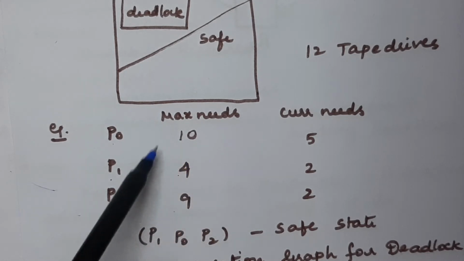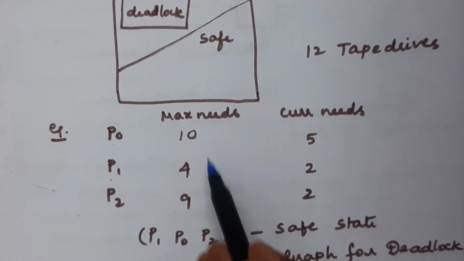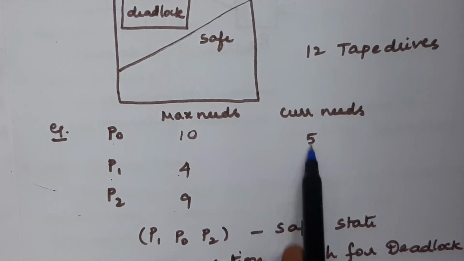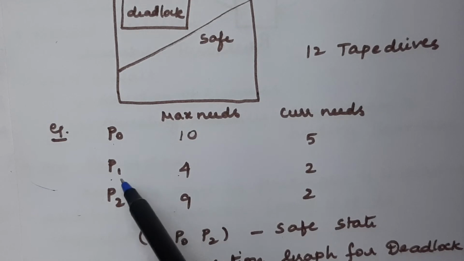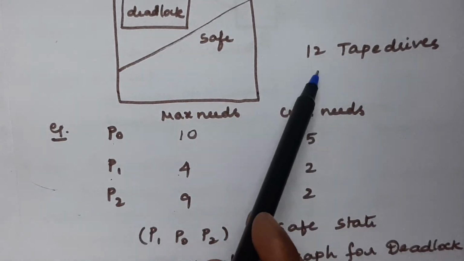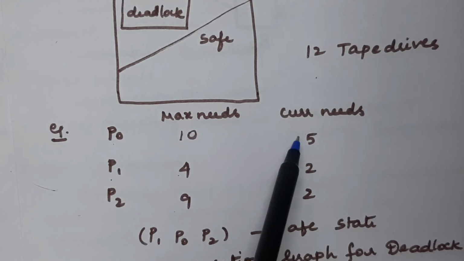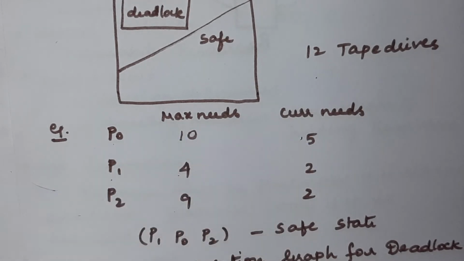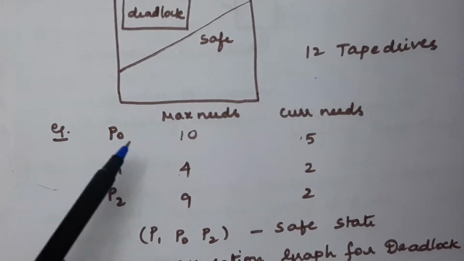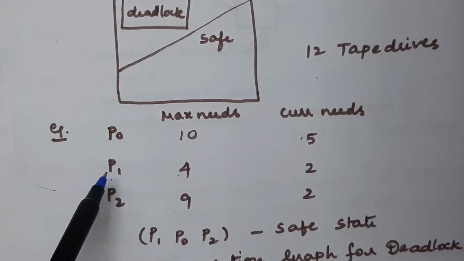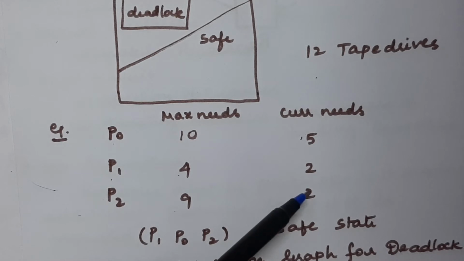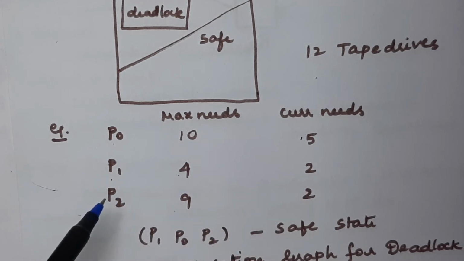In this given example, we have the maximum needs and the current allocation, which is how many resources we have allocated currently to each process. Of the 12 tape drives, we have allocated only 5 tape drives to the first process, that is P0, 2 tape drives to the second process P1, and 2 tape drives to the P2 process.